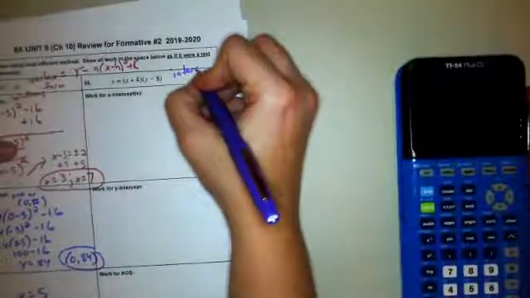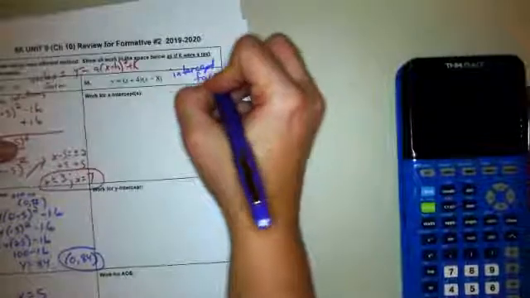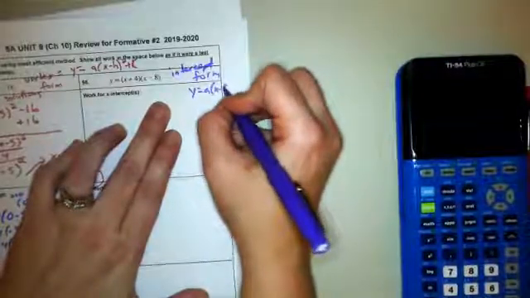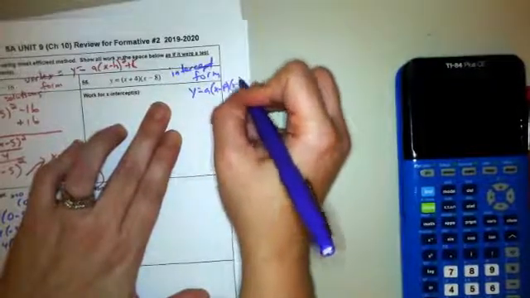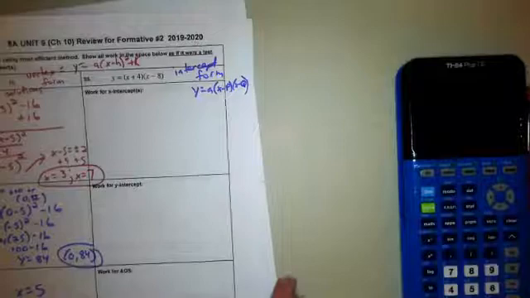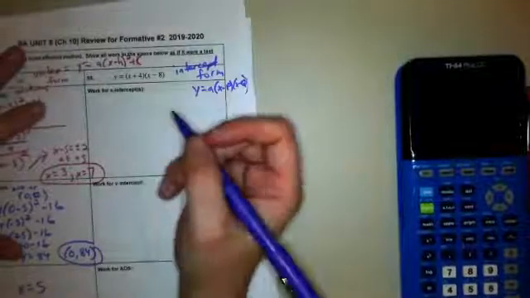This one you should recognize is in intercept form. Looks like intercept form to me, which is y equals a times x minus p times x minus q, right? That's supposed to be a q. It doesn't look much like one. That is our intercept form. So my work for my intercept form, well, this one's pretty easy.